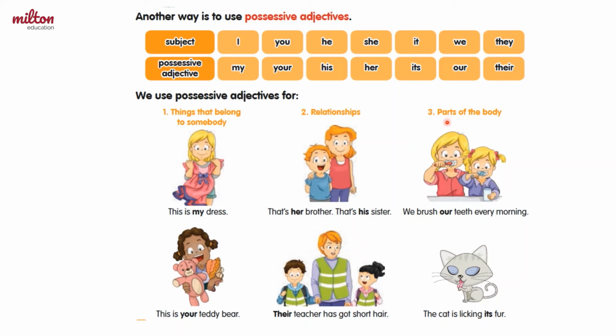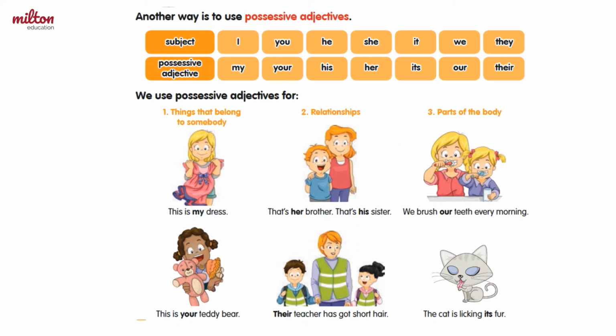We also use possessive adjectives to talk about parts of the body. In this picture, we see two girls, and they're saying, we brush our teeth every morning. Because the subject is we, the possessive adjective is our. If I'm talking about myself, I would say, I brush my teeth. I brush my teeth every morning.